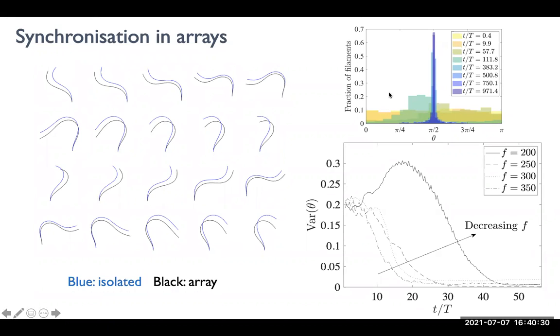And you could also look at how quickly the synchronization occurs by varying the forcing that you put on the end of your filaments to drive their motion. And you find that as you decrease the magnitude of your follower force, the rate at which you synchronize decreases, so it takes longer to eventually synchronize.